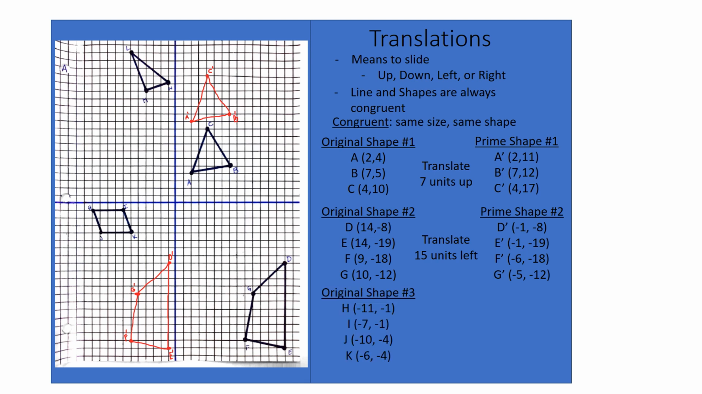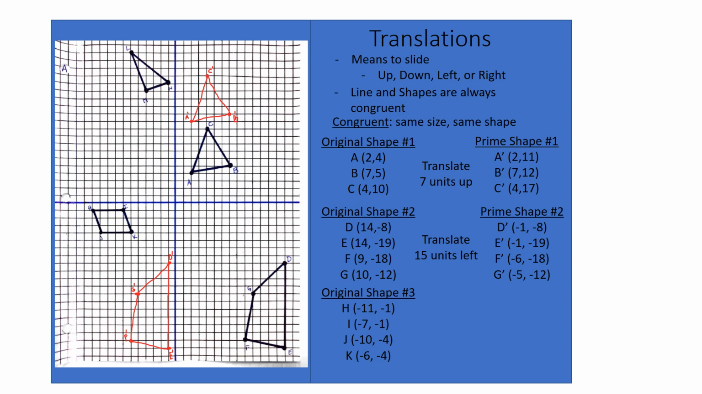Now, on for shape number 3, it's here in the middle, and it's labeled HIJK. Again, the first step is to label the original points. H is at -11, -1. I is at -7, -1. J is at -10, -4. And K is at -6, -4.